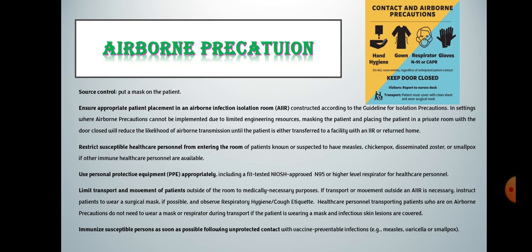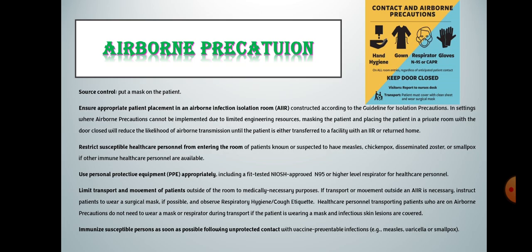Third, restrict susceptible healthcare personnel from entering the room of patients known or suspected to have measles, chickenpox, disseminated zoster, or smallpox if other immune healthcare personnel are available. Next, use personal protective equipment or PPE appropriately, including a fit-tested NIOSH-approved N95 or higher-level respirator for healthcare personnel.